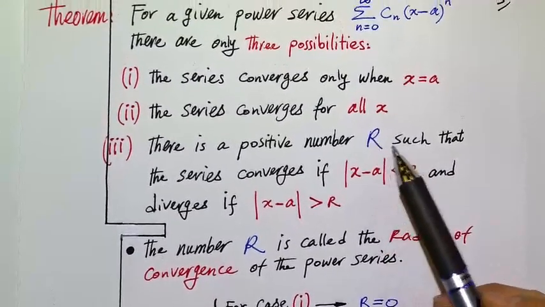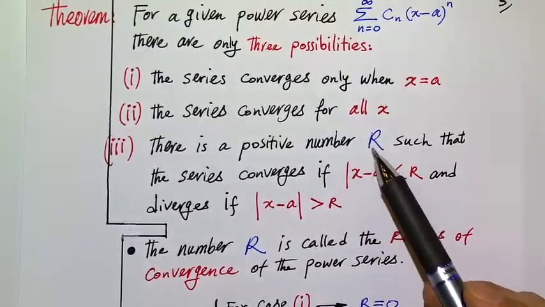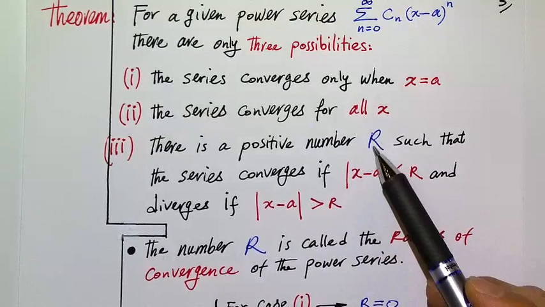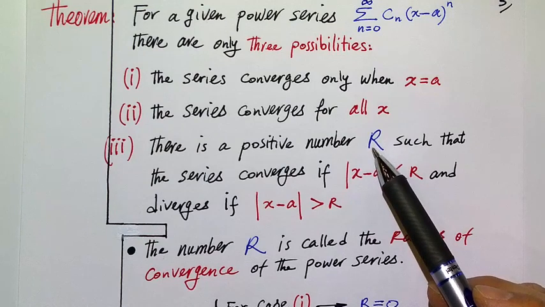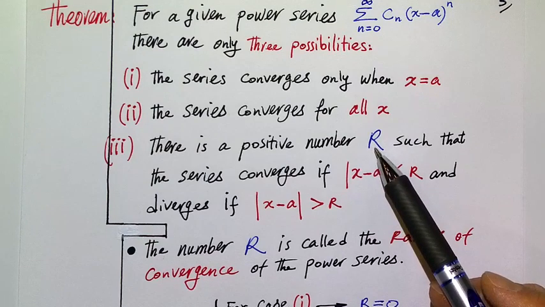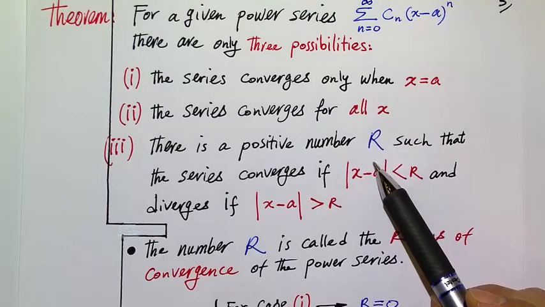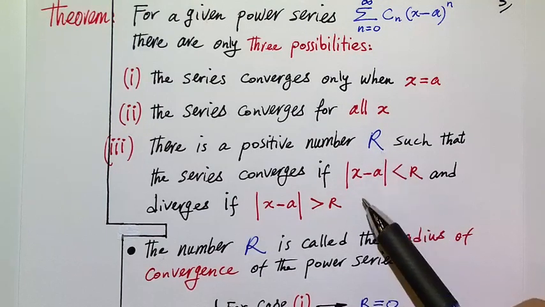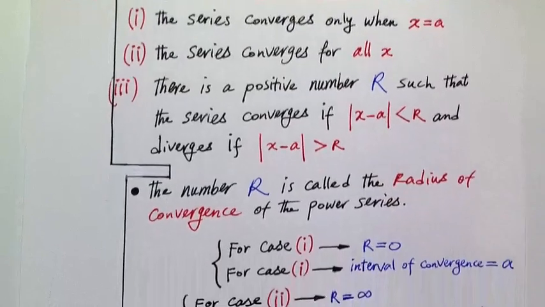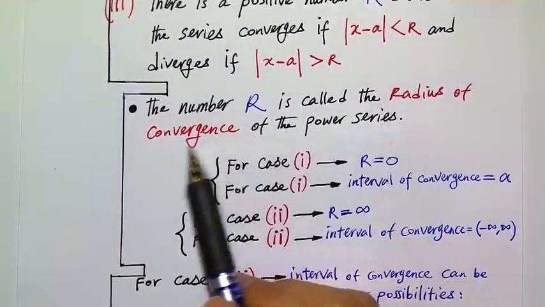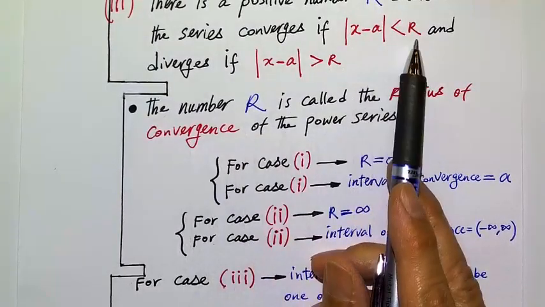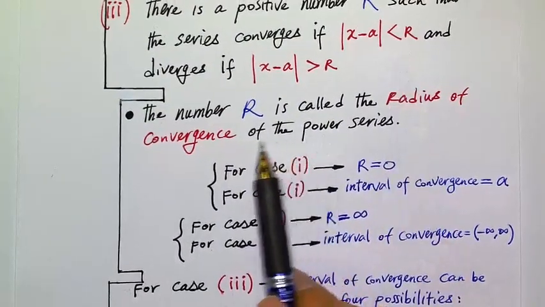And I'm sure you're already wondering, well, how do we get this r? How do we find it? Usually we use the ratio test, which we discussed in the previous section. Sometimes we use the root test, but most often we use the ratio test to find what this r is. The number r is called the radius of convergence of the power series.